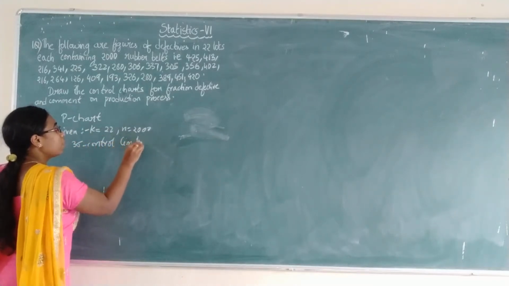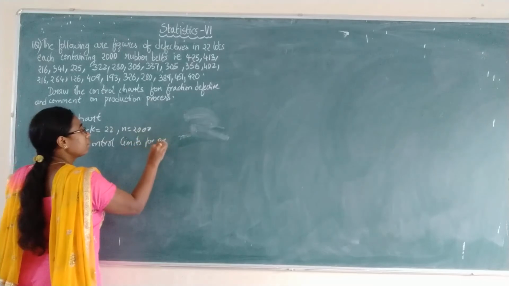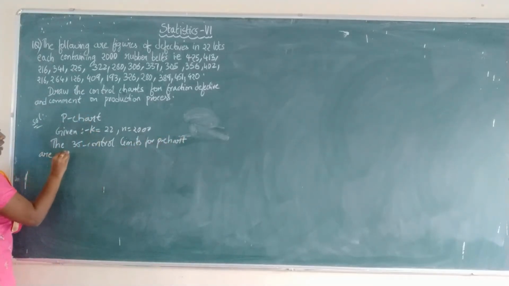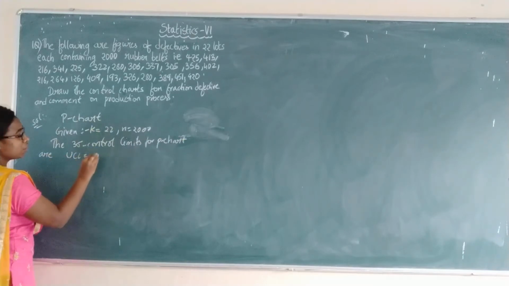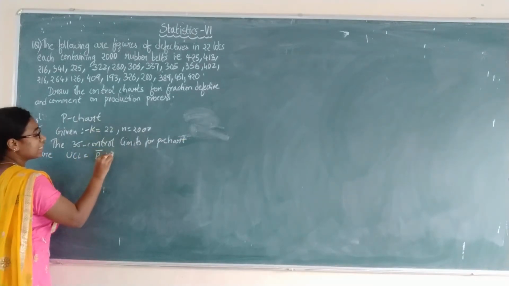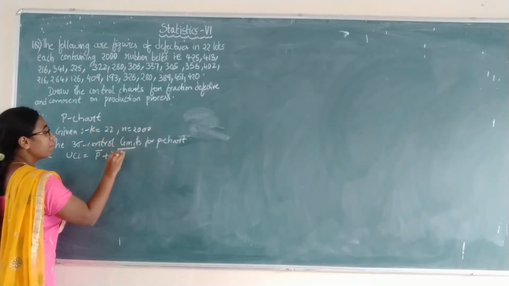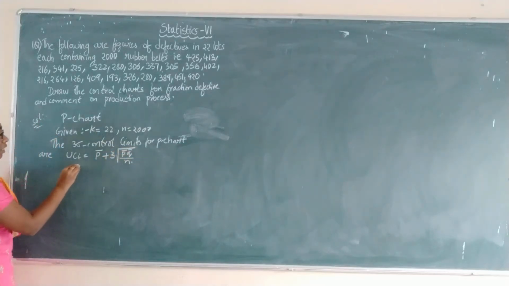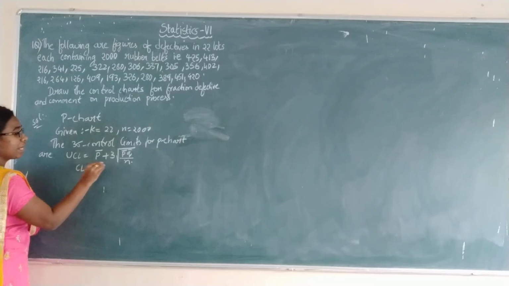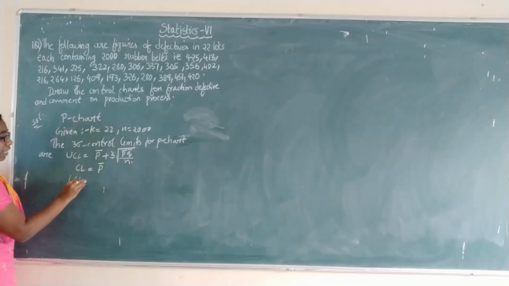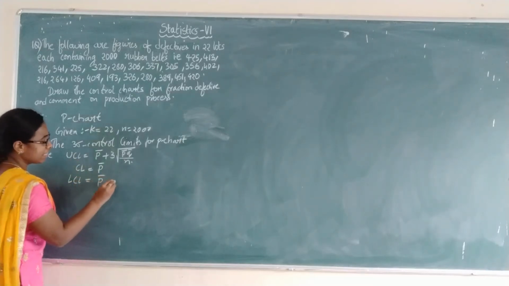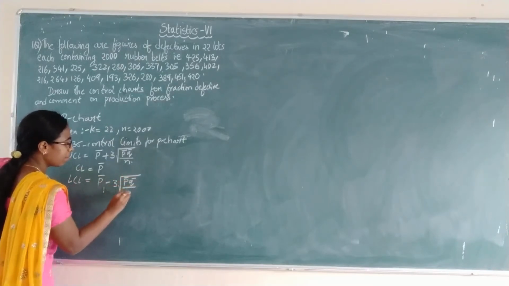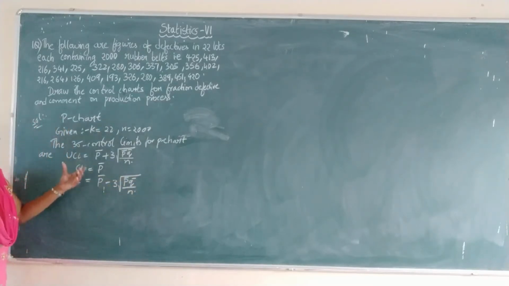Therefore, the 3 sigma control limits for the P chart are, what is the UCL? UCL equals P bar plus 3 into under root P bar into Q bar divided by N. Similarly, CL equals P bar itself and LCL equals P bar minus 3 into under root P bar Q bar by N. So these are the 3 control limits.